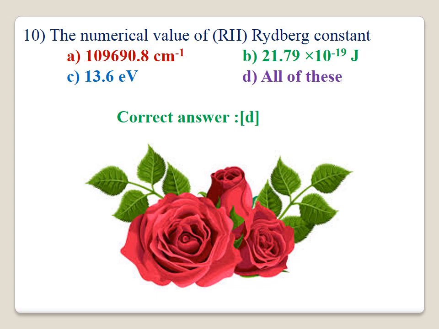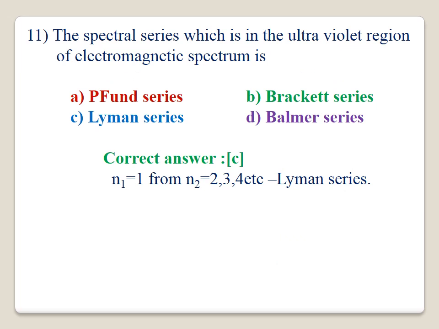Therefore, the correct answer. 11. The spectral series which is in the ultraviolet region of electromagnetic radiation, the correct answer is C, Lyman series. Lyman series appears in the ultraviolet region. For that, n1 equal to 1 and n2 is equal to 2, 3. That series is called Lyman series. The correct answer is C.